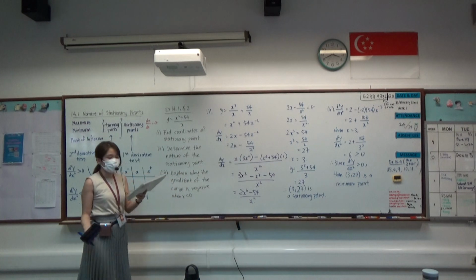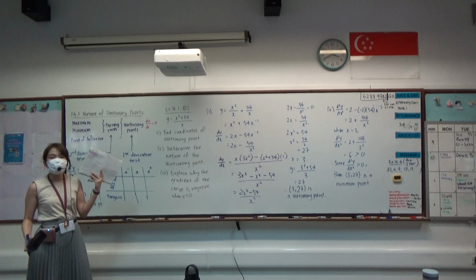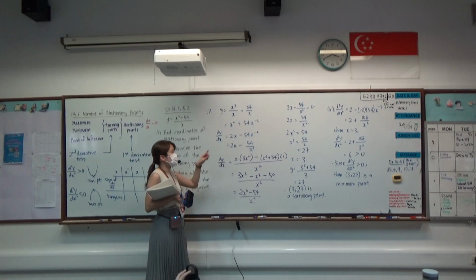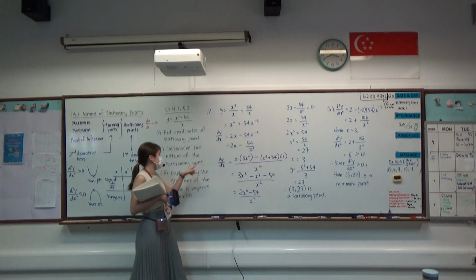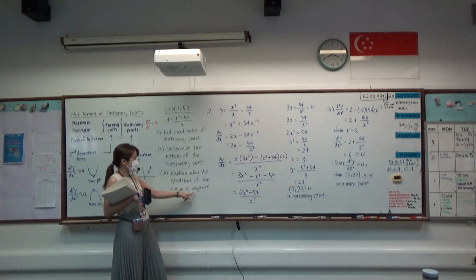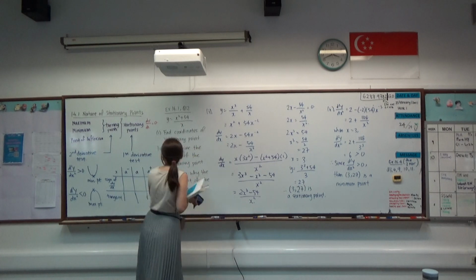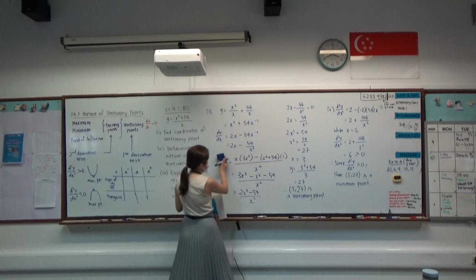Next, part 3. Explain why the gradient of the curve is negative when x is less than 0. Since we're looking at the gradient of the curve, the gradient expression is represented by dy over dx. So the question is asking, why is this less than 0, that is negative, when x is less than 0? So we target this one. Let's see, what can I erase? I erase this part.